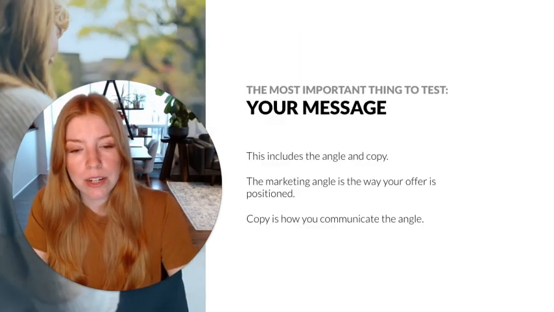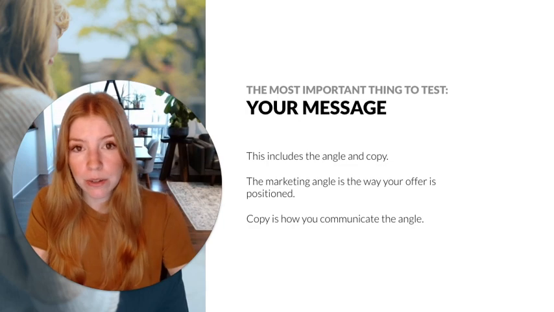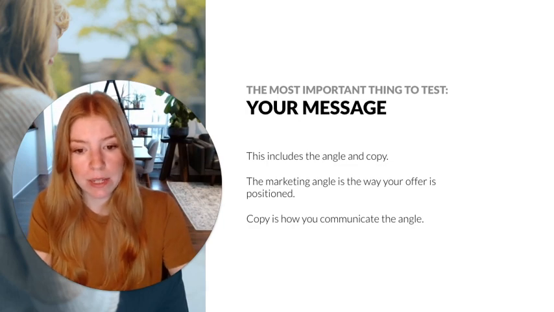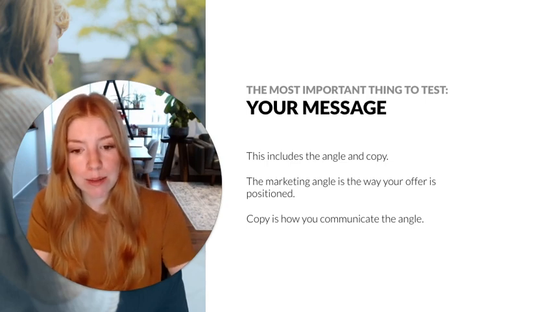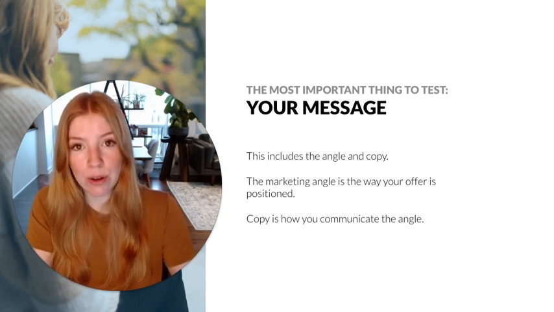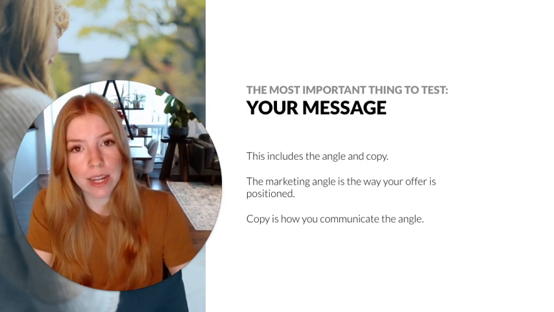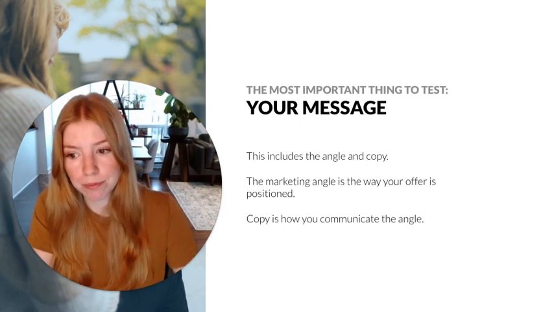So your messaging in your ad campaign includes the angle that you're using and the ad copy. The angle is the way you're positioning your offer, basically what you're saying in your ad campaign, and then the copy is how you're saying it. So it's the words you're using and how you're communicating that.